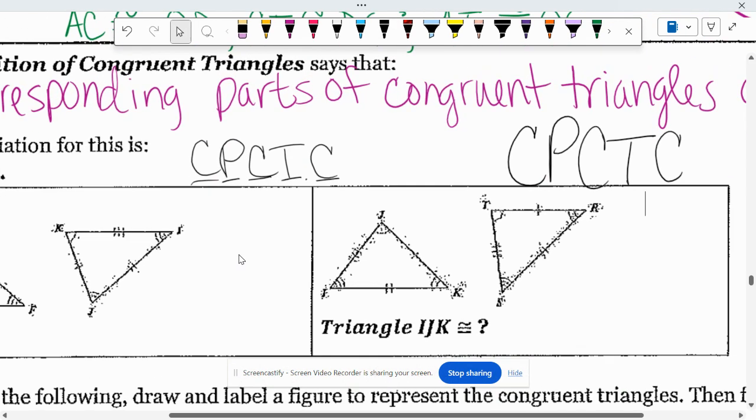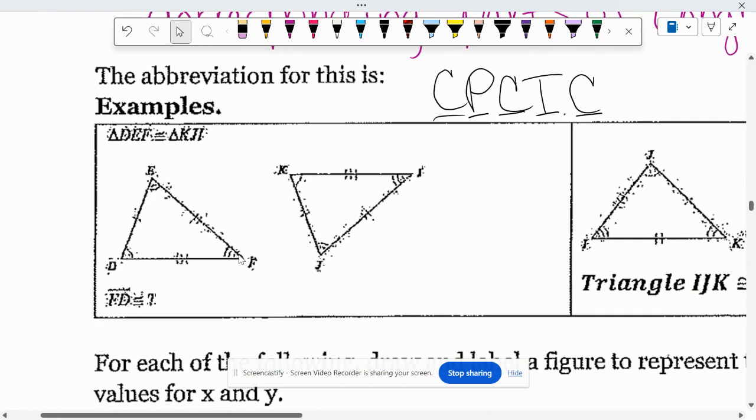All right. So I know this picture isn't great. So we're going to kind of look at the way that the triangle is named. So triangle DEF.